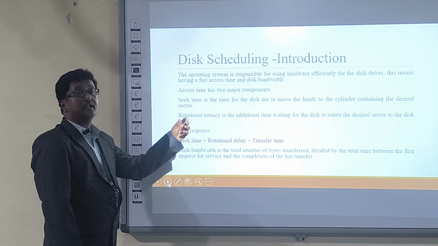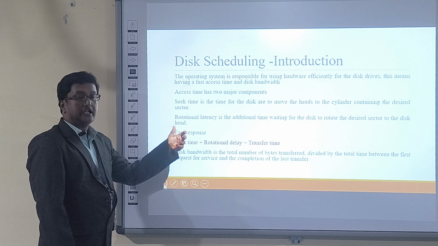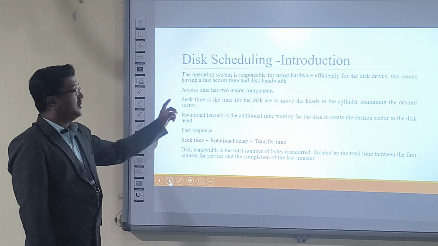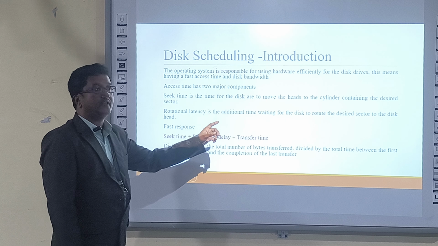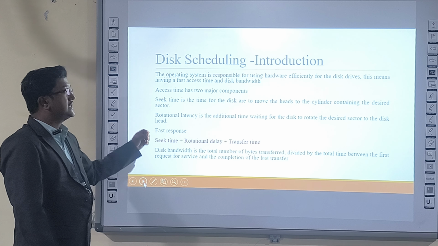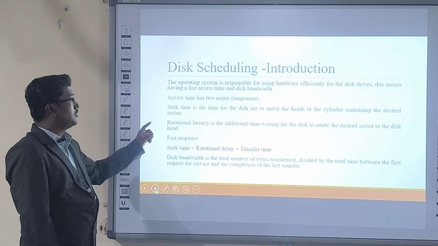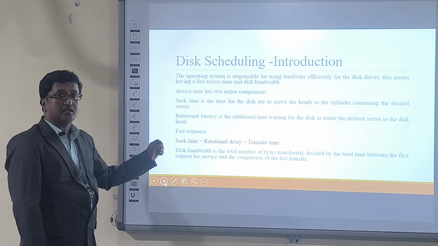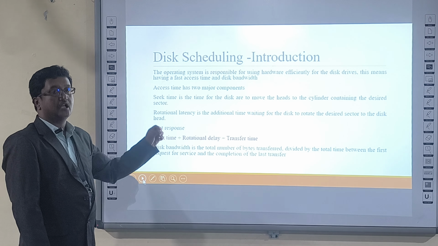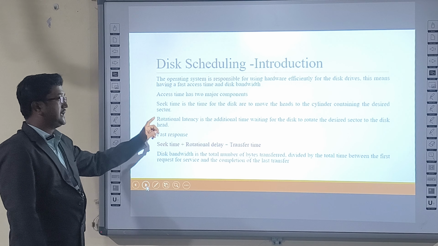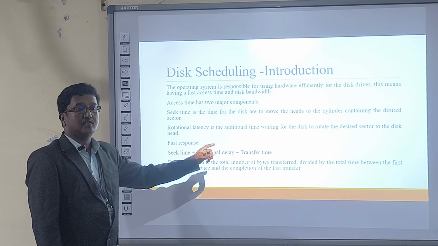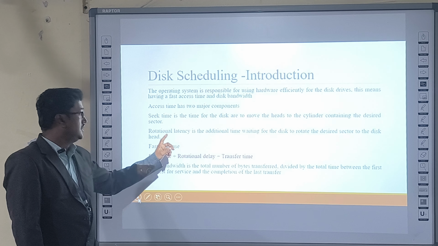The hard disk is separated into a cylindrical-like structure and sectors, and it is used to store data with fast access time and disk bandwidth. Access time is divided into two parts: one is seek time, and the other is rotational latency. Seek time is used to move the head to the cylinder and sector where you want to store, and rotational latency is the additional waiting time for the data after getting the request.